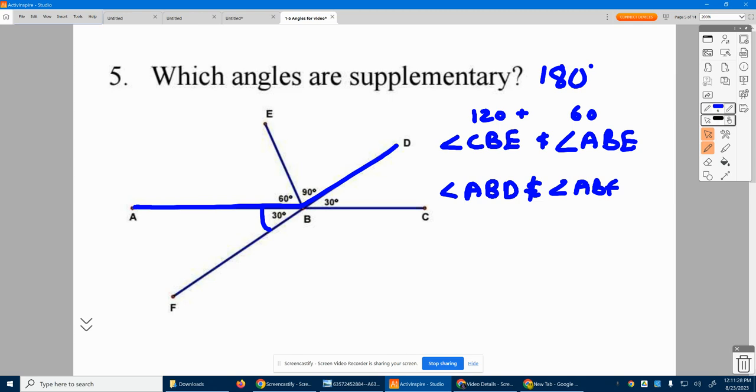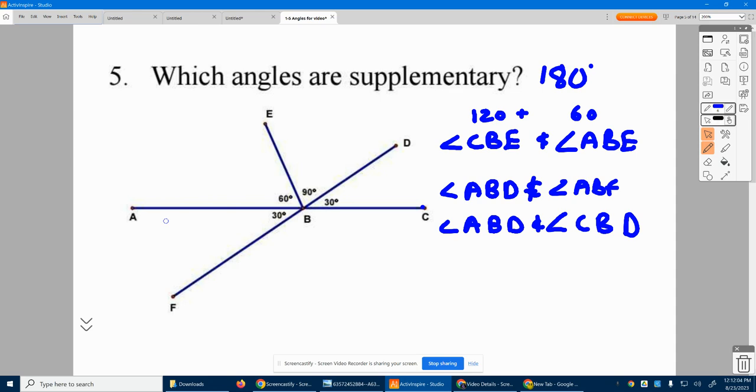Now, what if we hadn't done this 30, but we did this 30 right here? So we could say, hey, ABD, and this guy right here that's 30. I'm going to call it CBD. CBD. Those guys, because 150 plus 30 adds up to 180. So those guys would also be supplementary.